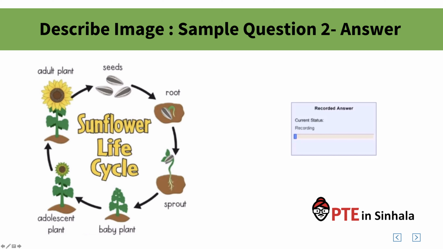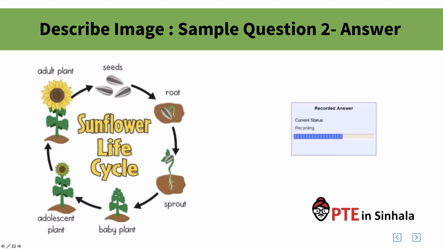This image shows the life cycle of a sunflower, consisting of 6 stages. As per the cycle, the adult sunflower plants give birth to young seeds which bear roots. These roots grow into small sprouts when subjected to sunlight and water.